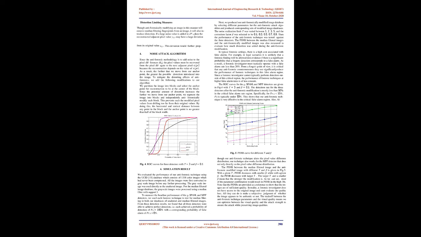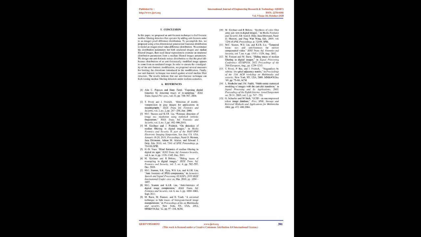Next, we produced our anti-forensically modified image database by selecting different parameters for the anti-forensic attack algorithm, and produced corresponding sets of modified image databases. The noise realization limit T was varied between 1, 2, 3, 5, and the correction factor S was selected to be 0.1, 0.3, 0.5, 0.7, 0.9. Then the performance of the anti-forensic technique was tested against the three detectors. The PSNR between the median filtered images and the anti-forensically modified images was also measured to evaluate how much distortion was added during the anti-forensic modification.